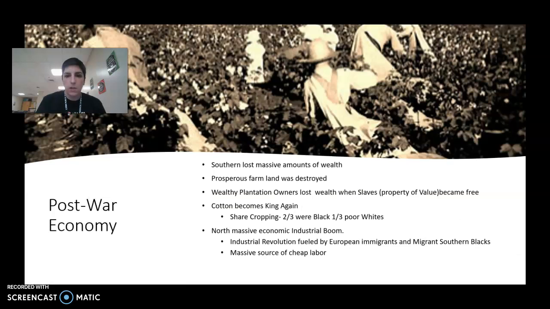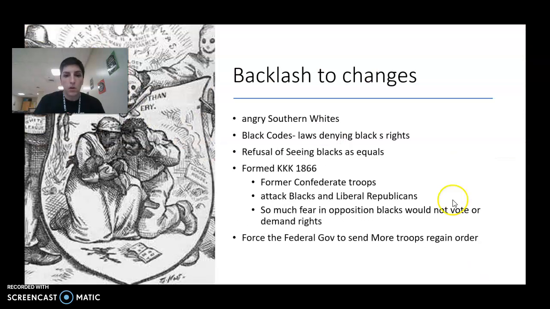And lastly, in the North, there was a huge industrial economic boom. A large number of immigrants came from Europe, and there were also black citizens migrating up from the South. As a result, labor was very cheap, and factories were booming up north.